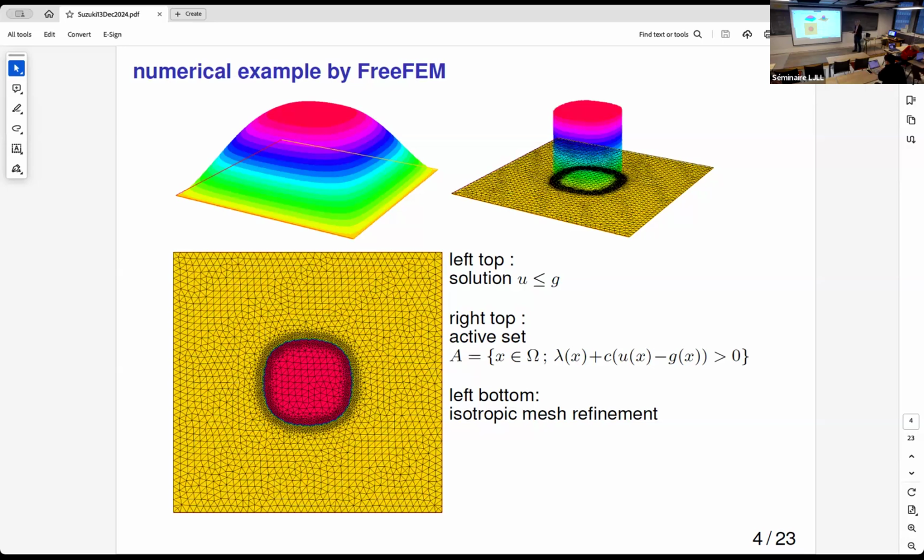This one is based on the active-inactive set method. In this method, the active set is improved step by step.